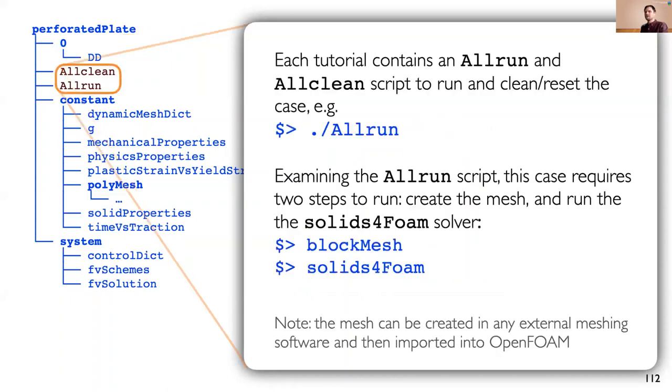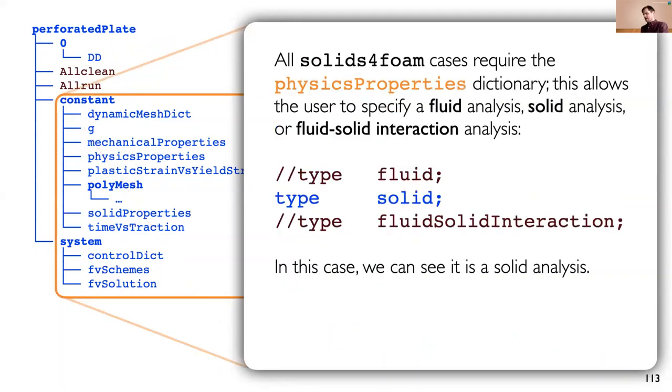And the all run directory, all clean, we looked at those. In this case, just block mesh followed by Solids4foam. So the only differences between Solids4foam and the normal OpenFOAM solvers are the addition of a couple extra files. One of those files is called physics properties. When Solids4foam runs, it expects to find this physics properties dictionary. And inside it, we can specify is it a fluid analysis, a solid analysis, or a fluid-solid interaction analysis. So in this case, it's a solid.